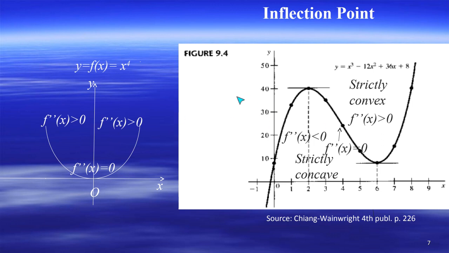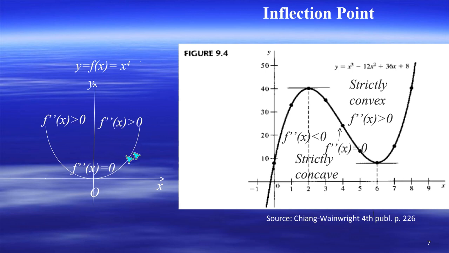Let's see. Here we have some drawings. We can see better here. y equals f(x) equals x to the power 4. This is a parabola. You see? The first derivative, 4x to the power 3, changes sign. When x is negative, 4x to the power 3 is negative. So the slope is negative. When x is positive, 4x to the power 3, the first derivative, is positive.